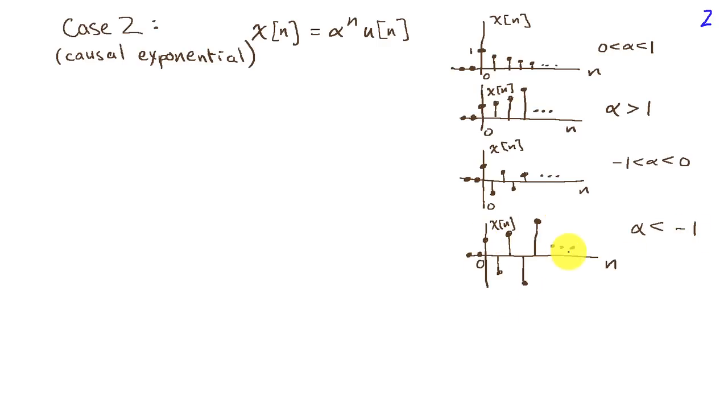Now recall, for the discrete-time Fourier transform, the only cases we could do would be this particular case here, where it's a decaying exponential. We could do that one, and we could do the decaying alternating sign exponential. The discrete-time Fourier transform didn't exist for these growing exponential sequences. And that's one of the advantages of the z-transform, that it can be applied to signals for which the discrete-time Fourier transform doesn't exist.